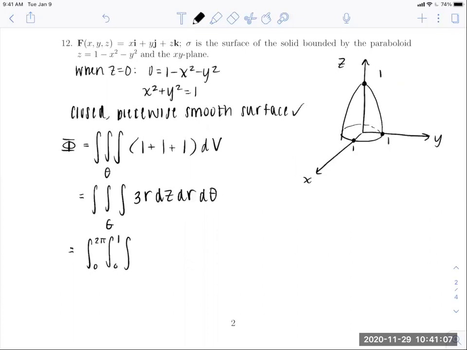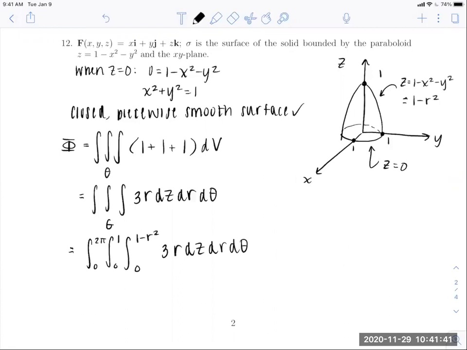And then for our z limits, we want to find the upper and lower bounding surface. The lower bounding surface is z equals 0, right? The xy plane. The upper bounding surface is z equals 1 minus x squared minus y squared, and in cylindrical coordinates, that's 1 minus r squared. And then just fill everything back in for your integrand and differentials. All right, so we're ready to integrate.